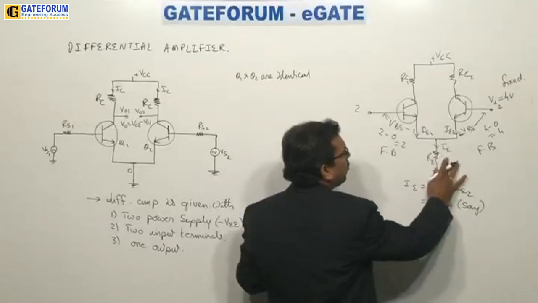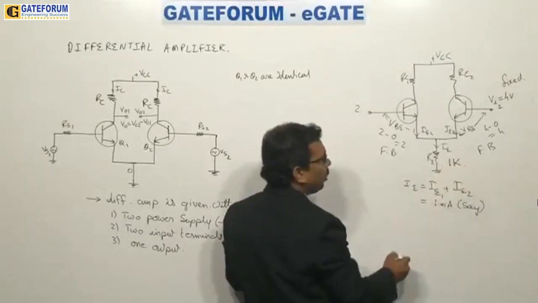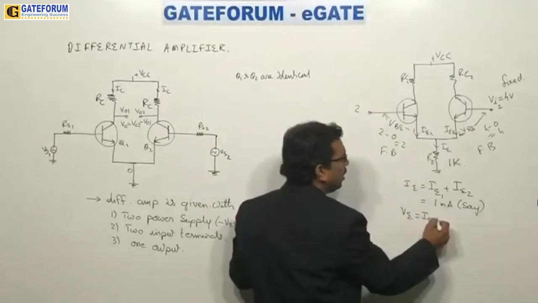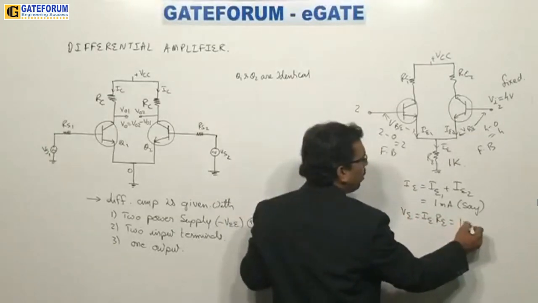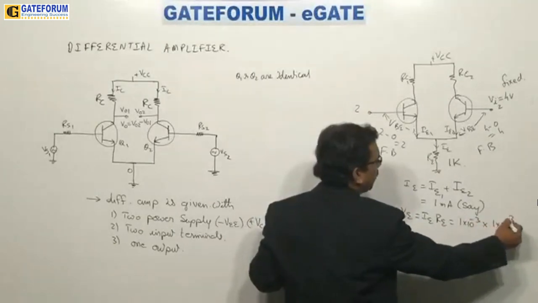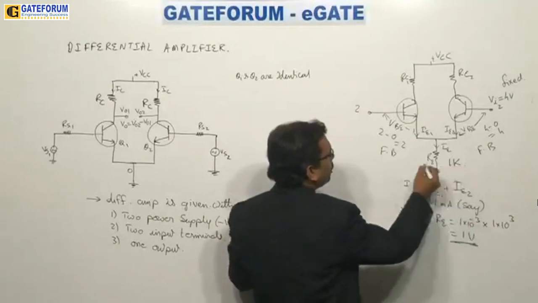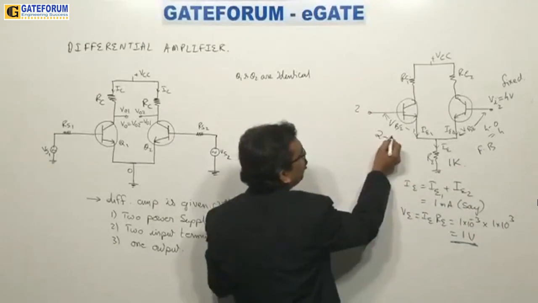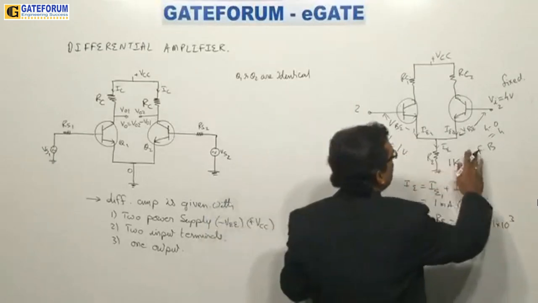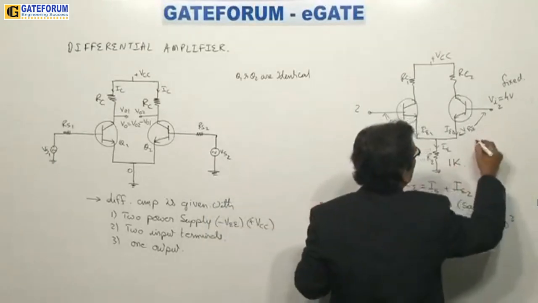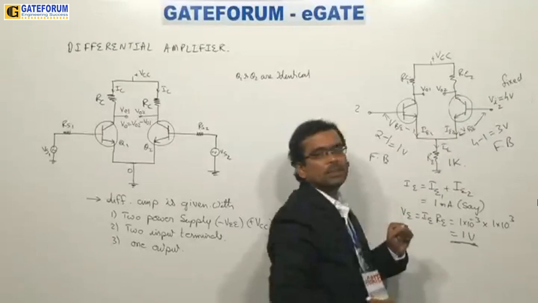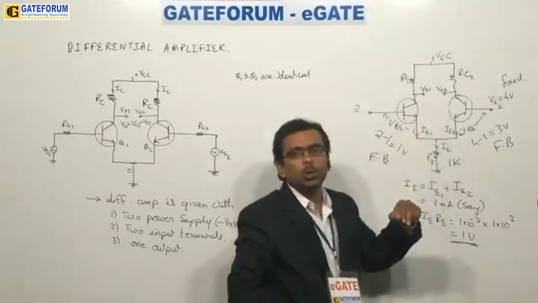Then what will happen here is, take 1K here, okay, take it 1K. Now VE voltage is equal to IE into RE. So 1 milliampere, 1 into 10 power minus 3 into 1 into 10 power plus 3. So the voltage I get is 1 volt. So this is here 1 volt. Then I'll get here 2 minus 1 equal to 1. Like this you will be taking the difference of these two.